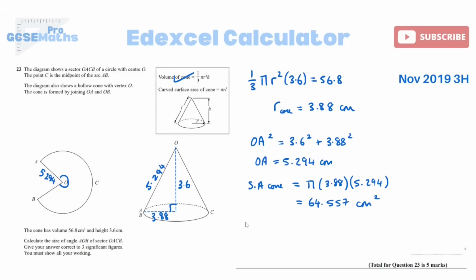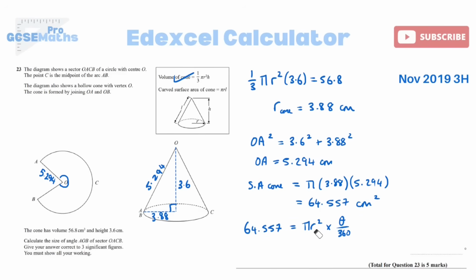So now if I set up my formula for the area of the sector, this one we should know is obviously the whole circle, pi r squared, times by the angle over 360, which is helpful because I want to find out the angle. So I've got an equation with the angle in it. So now I can just sub some things in. I know the area of the sector is the same as the curved surface area of the cone. So substitute that in, 64.557.